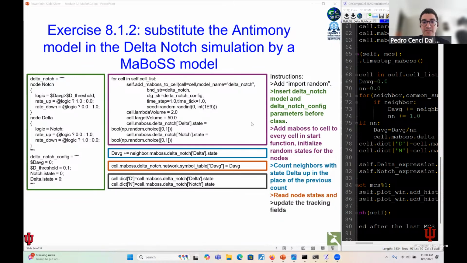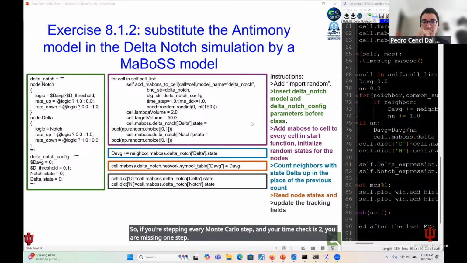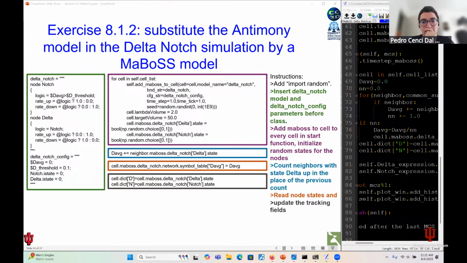Can you please explain time tick again? Time tick is how often MaBoSS will read the values of the nodes. So if you're stepping every Monte Carlo step and your time tick is 2, you're missing one step. And if you set time tick lower than 1, you're sampling the network more often.